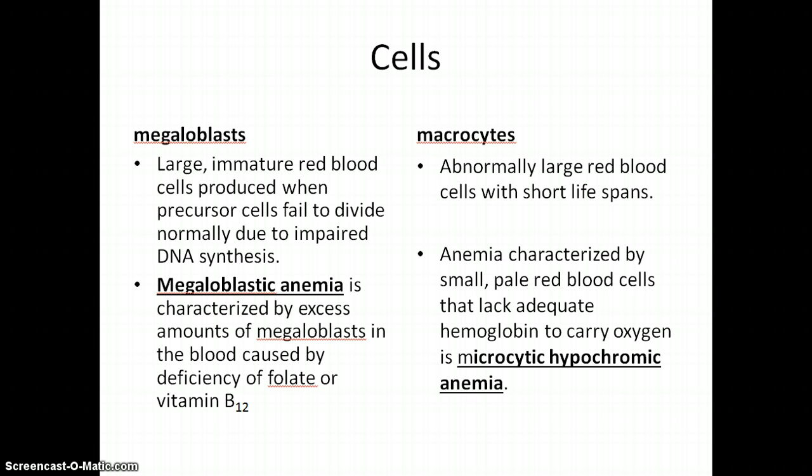Our macrocytes are abnormally large red blood cells with a very short lifespan. Macro means large. And then our microcytic hypochromic anemia is a type of anemia where they're very small, pale red blood cells, and they can't carry oxygen out to the cells. Micro is small, cytic is cell, and hypochromic then tells us that they lack a lot of color in them.